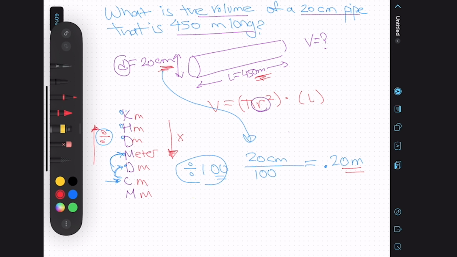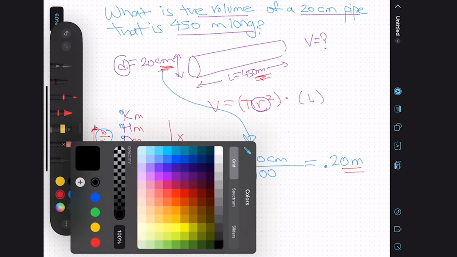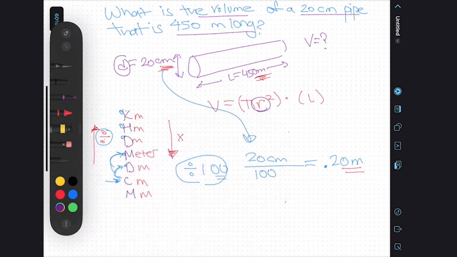And this is perfect because now our unit for the diameter and our unit for the length is both in meters. Now, before we can just plug and play into the formula, we have one more thing that we need to fix, which is we are given the problem in diameters, but the formula that we're going to be using is in radius.